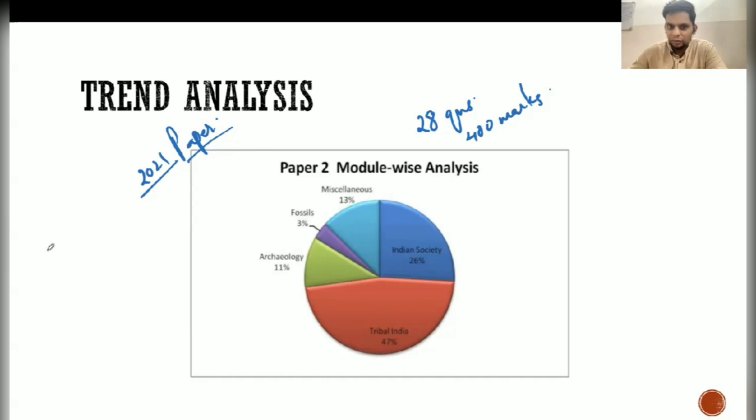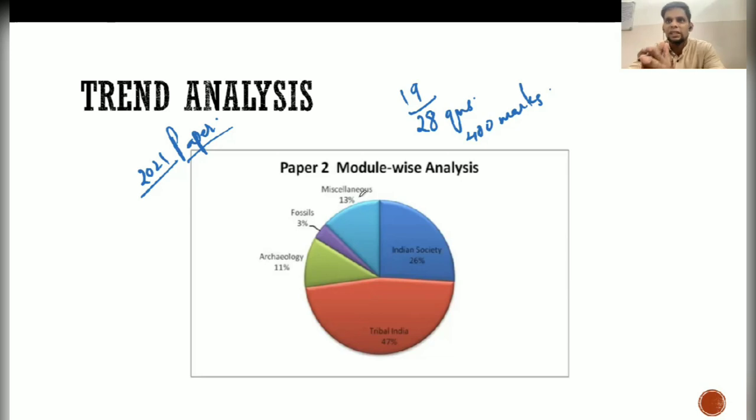So if it is 50% of your paper, I would also want to suggest that, because you have to attempt only 19 out of 28 questions, you can choose more from here as well. That means you can even have tribal India be a much bigger chunk, a lot more than 50% of your paper. Indian society is around 26%. You guys know it. There are theoretical concepts in your paper. This one, approximately 14-15% from your archaeology and fossils, which I can say is the history component.